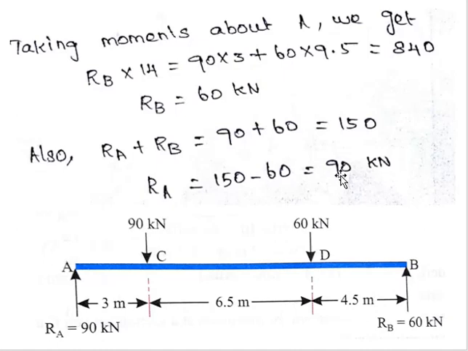Take these two reaction forces and draw the diagram and substitute the values here: RA equal to 90 kilonewton, RB equal to 60 kilonewton.